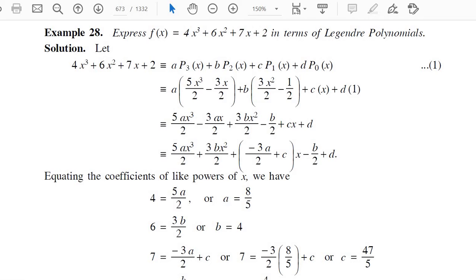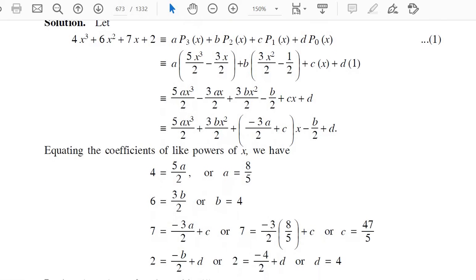Now the way is like this. A times p3 is substituted here, b times p2, c times p1, where p1 is x, and d times p0, where p0 is 1. In case the polynomial is given as a fourth degree polynomial, at that time you will be taking a times p4 of x. So here, because x cube has come, there are 4 terms; for a fourth degree polynomial there will be 5 terms and 5 unknowns will come, a, b, c, d, e. Anyway, this is one way. By comparing this particular x cube coefficient 5a by 2 with the x cube coefficient here, that is 4, you can continue in this way. This is also a good method.